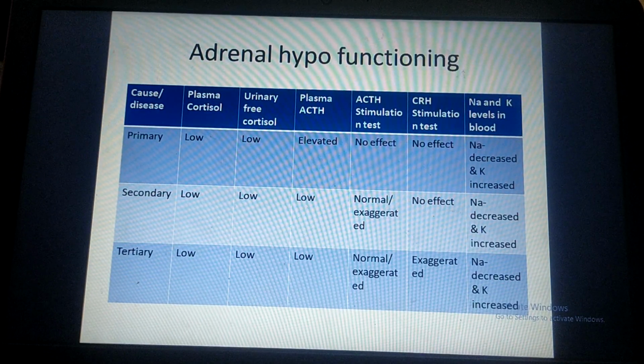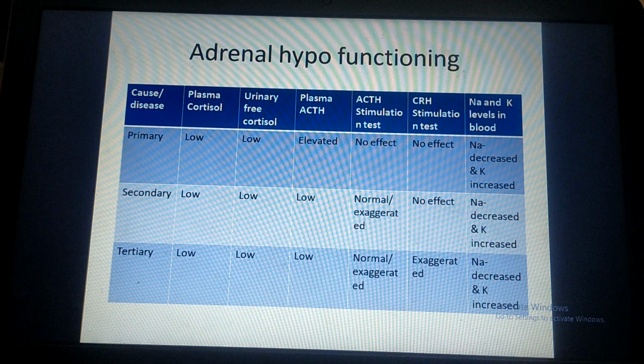So this is the chart showing adrenal hypofunctioning: primary cause, secondary cause and tertiary cause. Primary cause means the adrenal gland is defective. The disease name is Addison's disease. Here the plasma cortisol level is low. Urinary cortisol excretion is also low. But the plasma ACTH level is elevated due to no negative feedback inhibition by cortisol. So ACTH will try to stimulate the adrenal gland, and it will synthesize more and more ACTH.